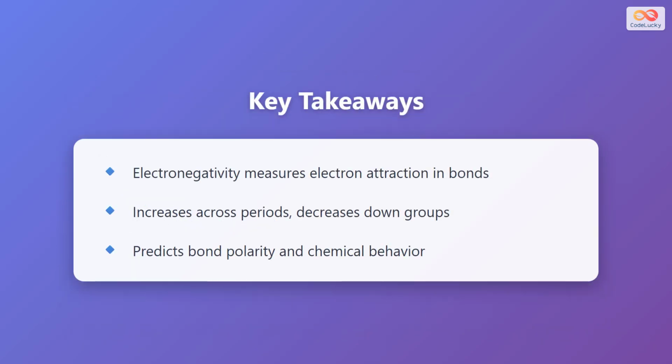Let's review the key takeaways. First, electronegativity measures an atom's ability to attract electrons in chemical bonds. Second, electronegativity increases across periods from left to right and decreases down groups from top to bottom on the periodic table. Finally, electronegativity differences between atoms help us predict bond polarity and understand chemical behavior. Mastering electronegativity is essential for understanding how molecules form and interact in chemistry.